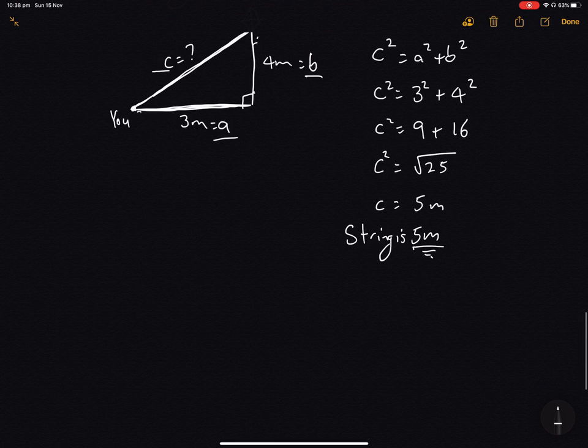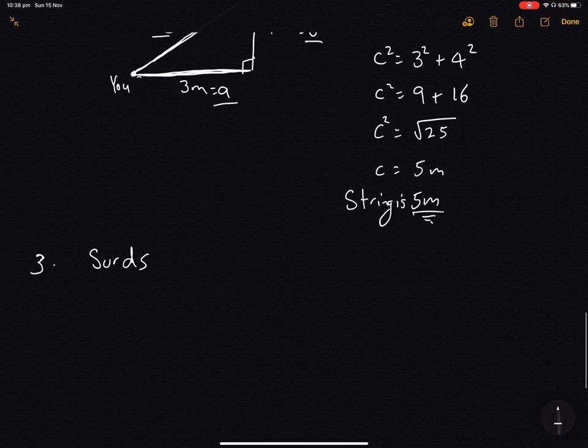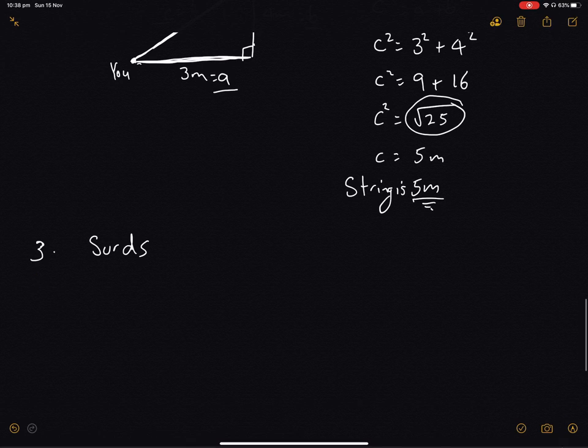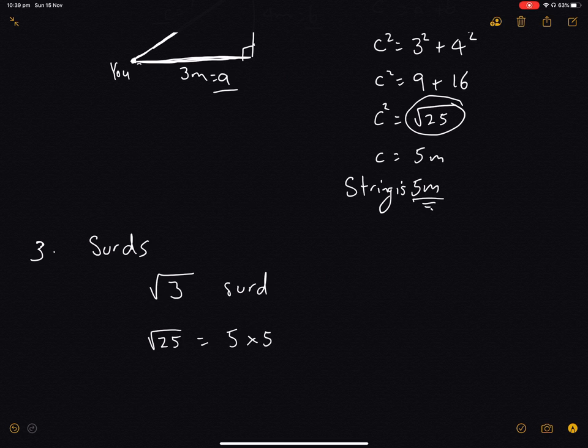Now, the last thing I did want to talk to you about is surds. So surds are pretty much this, right? So if I say, for instance, square root of 3, that is a surd because it cannot be factorized, it cannot be broken down anymore. If I give you square root of 25, you know what that is? That is 5, because 5 times 5 is 25. So square root of 25 is 5.